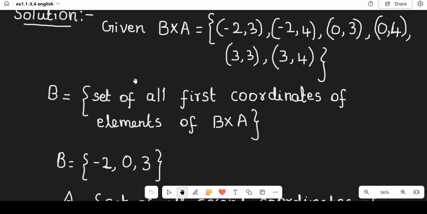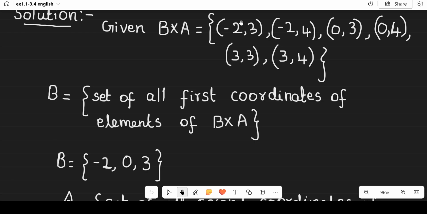So, in the answer, you have to write this sentence. Set of B equal to set of all first coordinates of elements of B cross A. This is the first element, right? In this case, in B cross A, this is the first element, second element, third element, fourth element, fifth element, right? Here, the first coordinate is minus 2. Second coordinate is 3. Okay. First number is the first coordinate. Second number is the second coordinate.